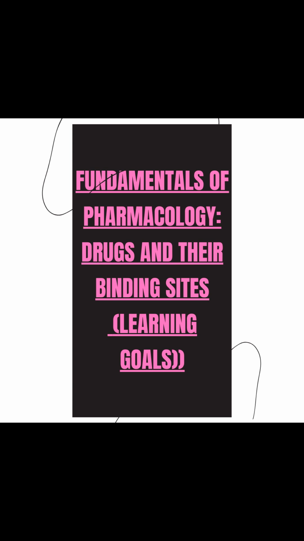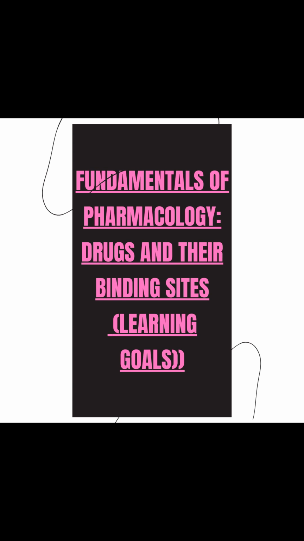Chelating agents, example deferoxamine. Chelating agents bind to heavy metals in the body and form stable complexes that can be excreted. They are used to treat metal poisoning. Deferoxamine, for example, chelates iron and is used in cases of iron overload.